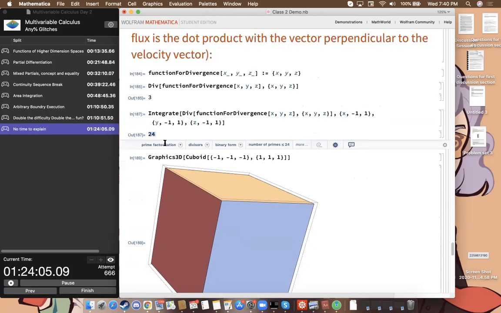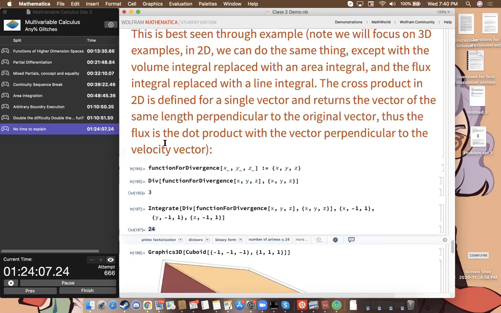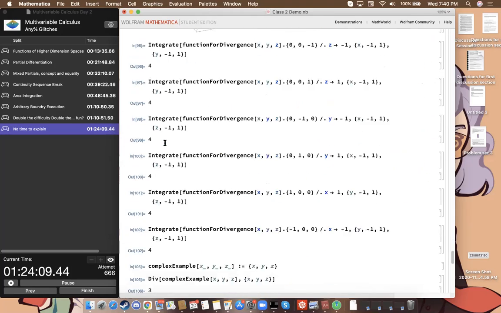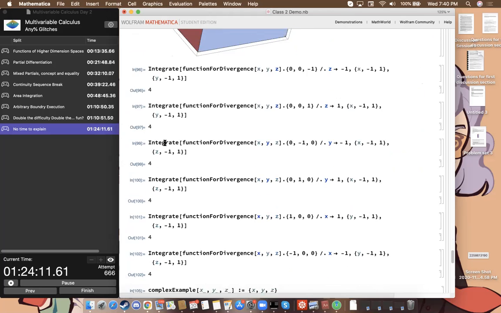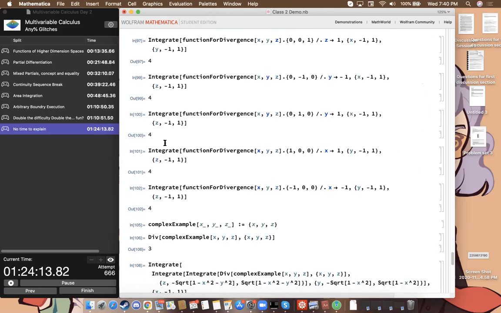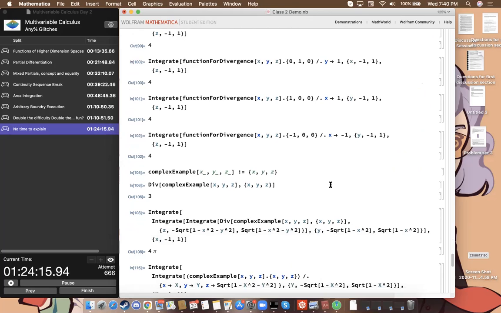That's going to be the same answer as when we got from the divergence, which it should be because that's what Gauss's law says. So if we got a different answer, we'd have a problem. Let's look at a more complicated example.